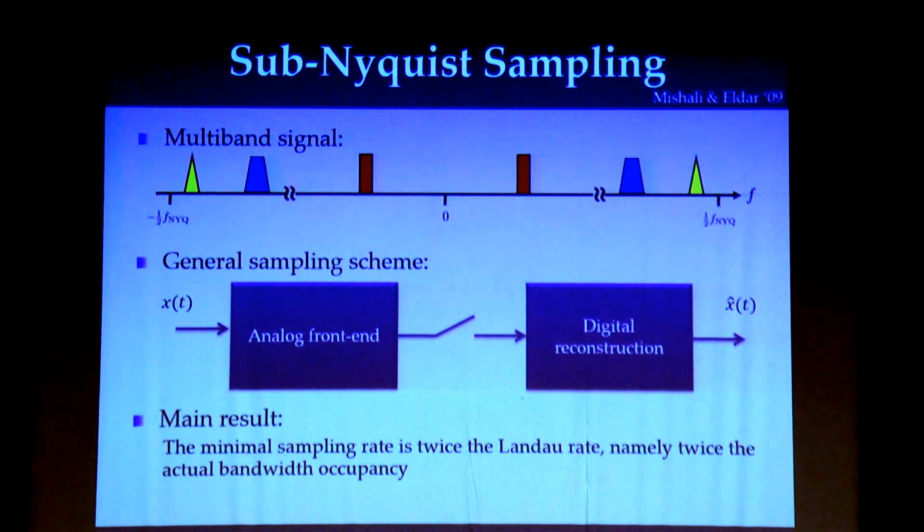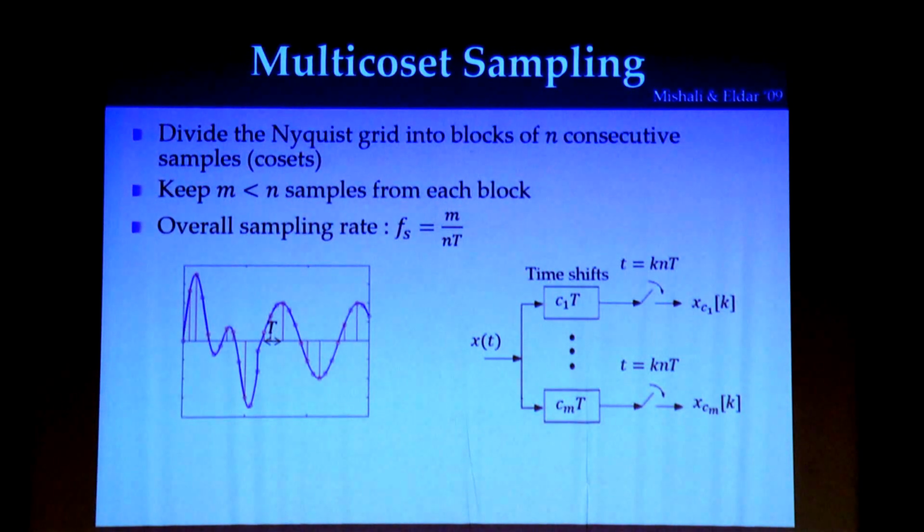So how do we do that in practice? In the group, we've developed two specific sampling schemes. The first one is multi-coset sampling, also known as interleaved sampling, where we basically divide the Nyquist grid into n cosets. And from these cosets, we only take m samples out of n. So we only keep those samples. And obviously, the overall sampling rate here is m over nT. To implement this multi-coset sampling, we can use different channels, where each channel has a different time shift and a sampler at a low rate.